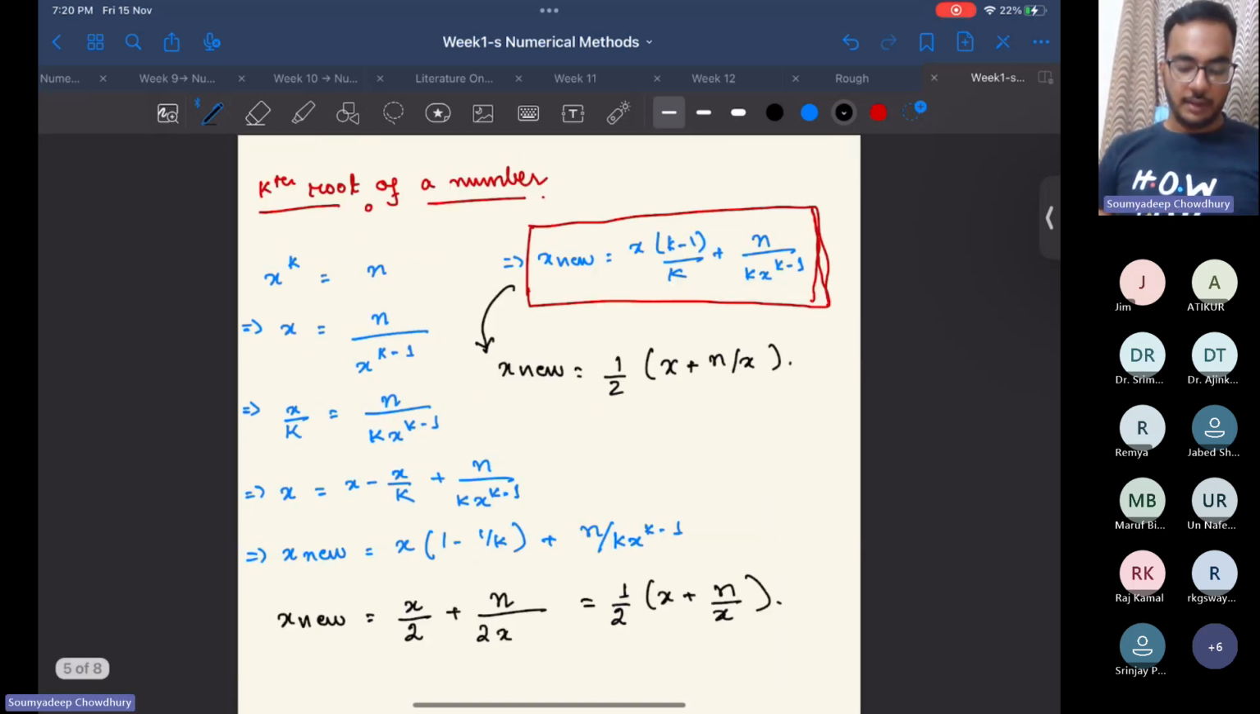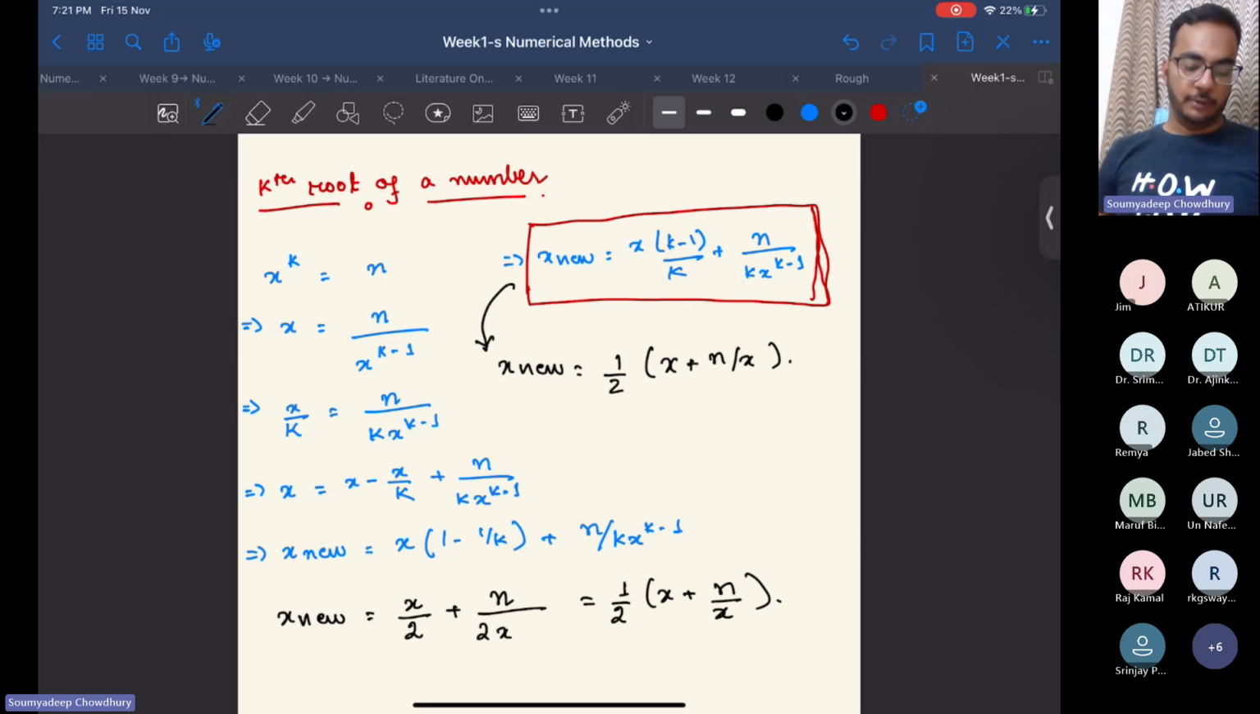So similar to this, in order to find the kth root of a particular number, like the third root, fourth root, fifth root, I have done a simple derivation which you can go through. This is my iterative formula: x new equals x into (k minus 1)/k plus n/k into x to the power k minus 1. If you substitute k equals 2 in this equation, you get back the equation we derived in the last formula, that is half into (x plus n by x).